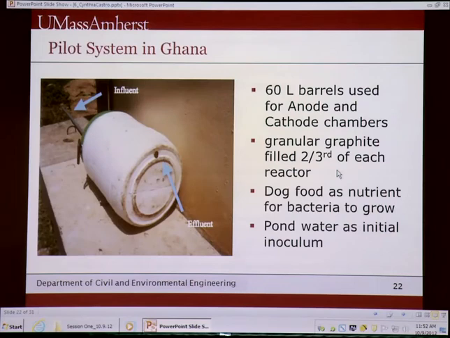So we used local materials to build this reactor. We used 60-liter barrels for both the anode and the cathode. We used granular graphite, and we filled about 2/3 of the way in. And we used dog food as a nutrient for bacteria to grow, and that was only during startup, just to get that bacteria to grow initially. And we also used the pond water that was nearby to inoculate the system with bacteria.